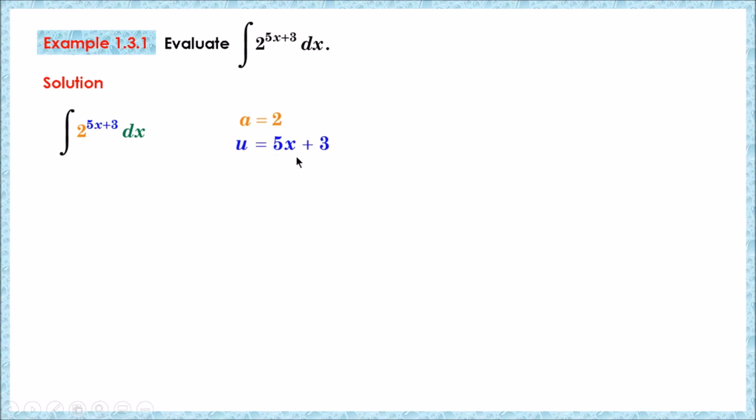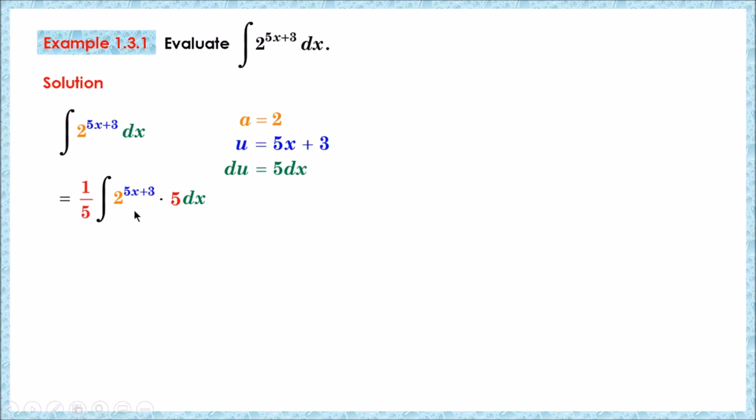Example 1.3.1. Evaluate the integral of 2 to the 5x plus 3 dx. Solution. Given the integral of 2 to the 5x plus 3 dx, a here is equal to 2. The exponent 5x plus 3, let's try it to be u. Taking the differential of u, we have 5 dx. But there is a missing constant 5 for this to be du. Let's multiply dx by 5. Balance it outside by 1/5.